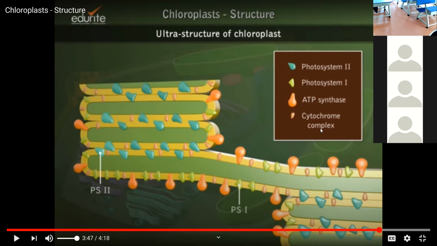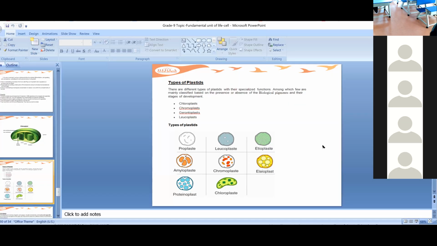If we discuss in detail about this chloroplast, they have different types of plastids. There are 4 types of plastids, as we have already discussed. They have different functions, like chloroplast, chromoplast, granatoplast, leucoplast, etc. Here in this picture, you can see the types of plastids. So they have different functions.